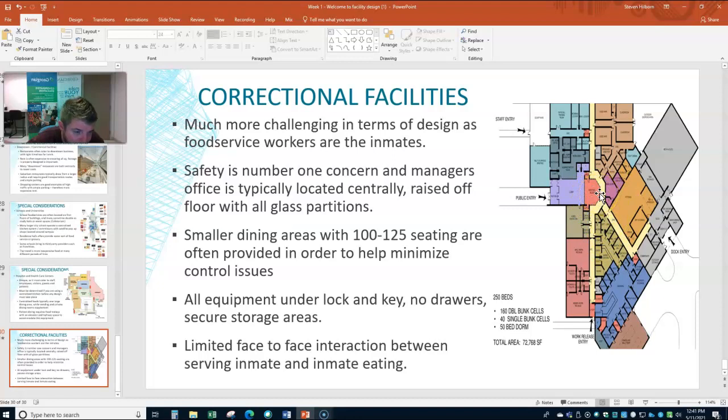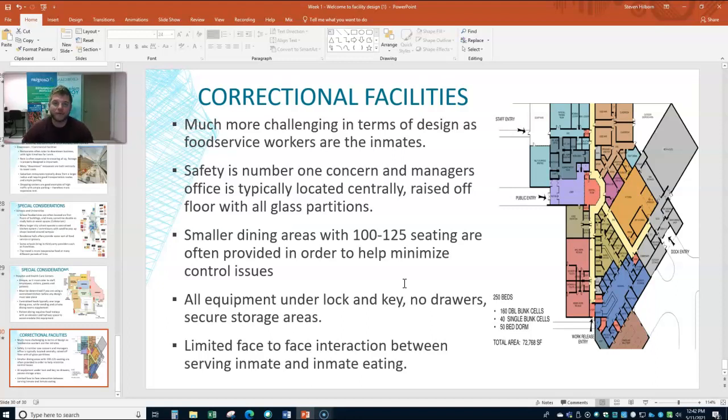Now the cafeteria, I should have made this a little bit bigger. Often what they have is they have smaller dining areas. So let's say if you had a jail that fit 20,000 people, 15,000 people, it's a monster. Usually what you have is you'll have a bunch of smaller dining areas to accommodate 100 to 125 people.